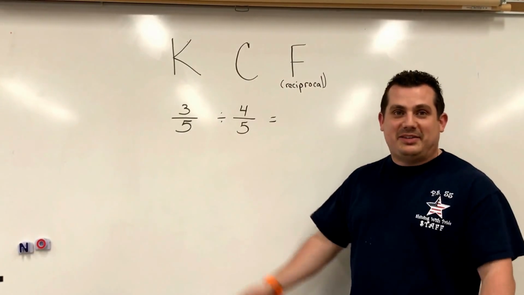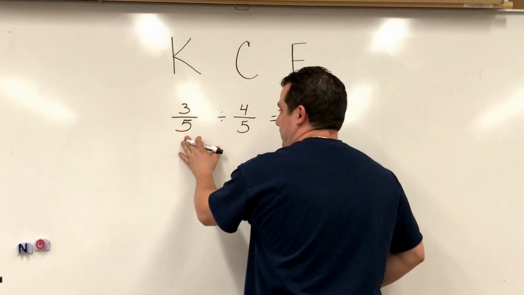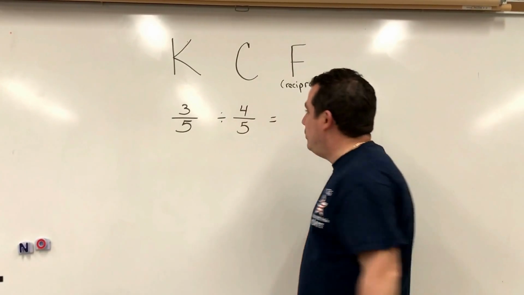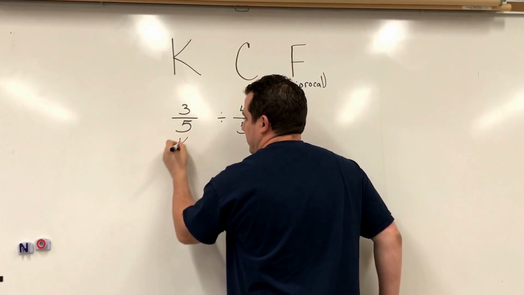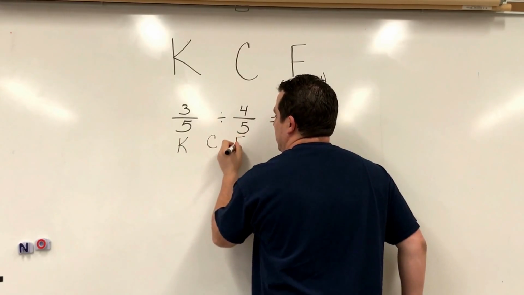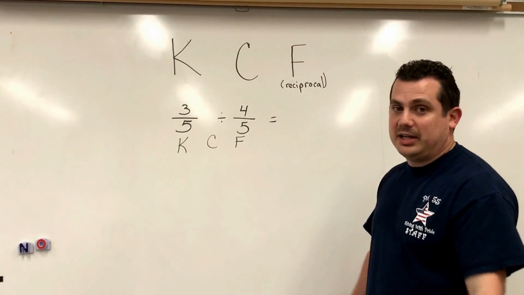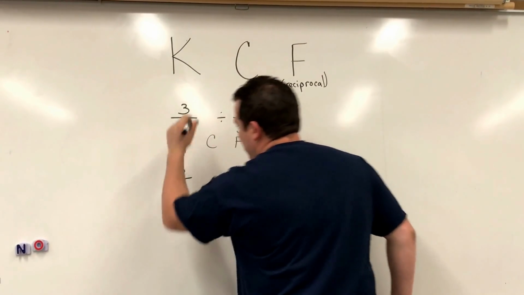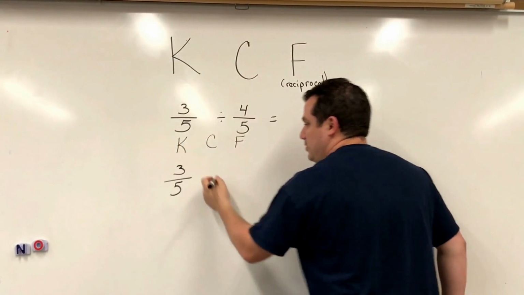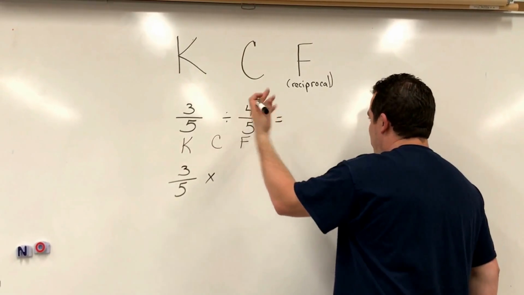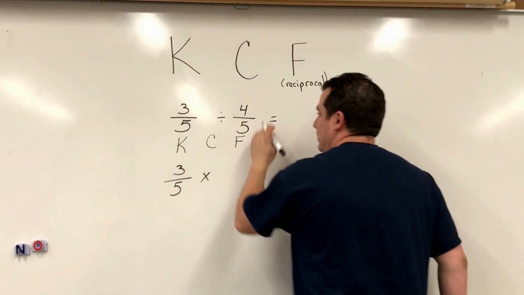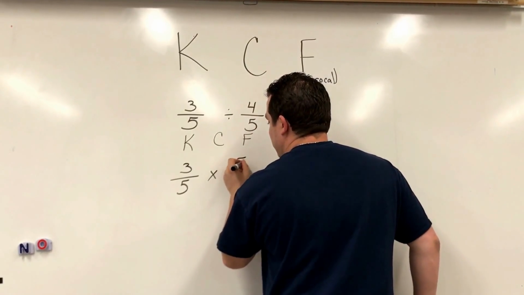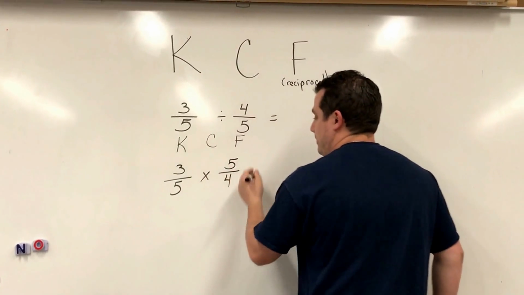All right, so now we're going to take a look at this last one. We're doing a fraction divided by a fraction. Same thing applies that we've been doing. Keep, change, flip. Can't stress enough the importance of writing KCF underneath, Kentucky Fried Chicken. So we're keeping that first fraction the same, 3/5, changing our division to multiplication, and then flipping 4/5 around, or finding the reciprocal. So 4/5 becomes 5/4.